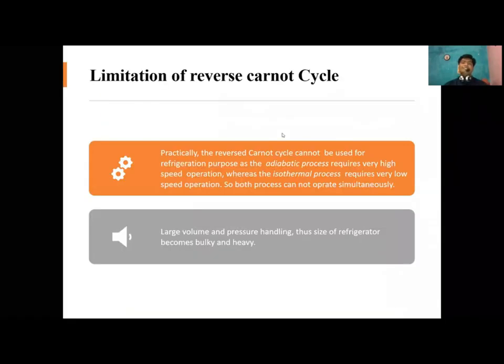Okay. Next, limitation. The main question: what is the limitation of the reverse Carnot cycle? Why is it not practically possible?